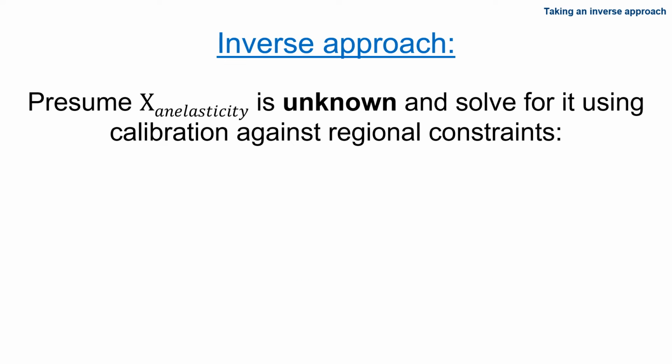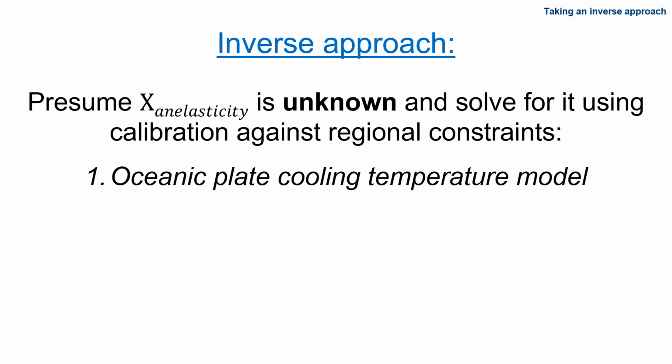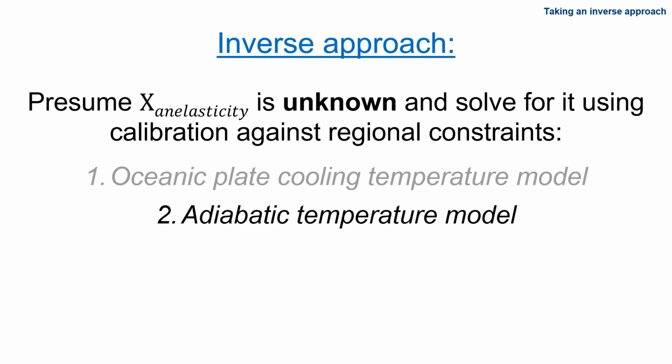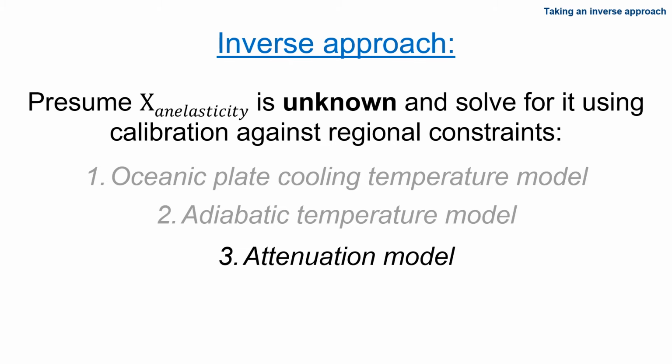If we instead presume that the anelasticity parameters are unknown, we can turn this into an inverse problem and solve for the parameters by calibrating the mapping against well-constrained mantle properties. The main constraint is an oceanic plate cooling temperature model. In addition, we use an adiabatic temperature model, an attenuation model, and a viscosity model.